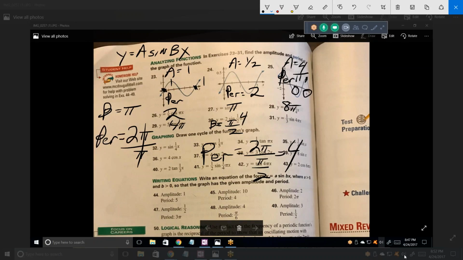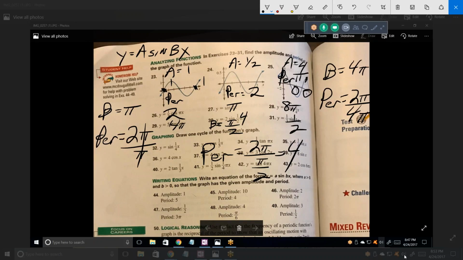That's a little tricky. They're trying to trick you by putting 2 coefficients in front of x, but it's really just pi over 2 is b. Okay, and 31, b is 4 pi. So what's the period? If b is 4 pi, the period is 2 pi over 4 pi. Oh, 1/2.